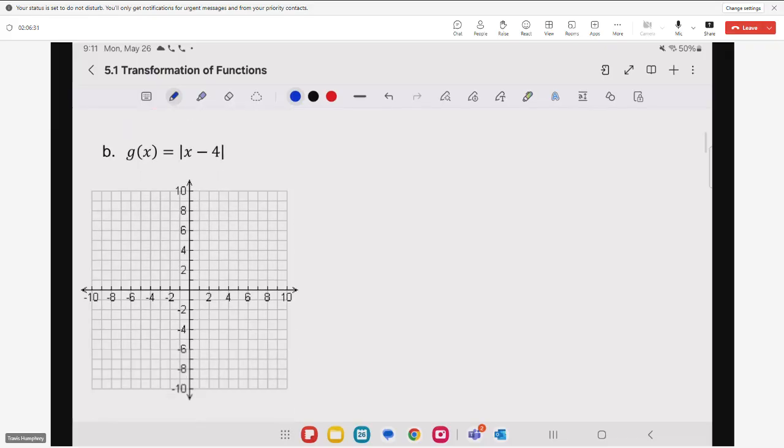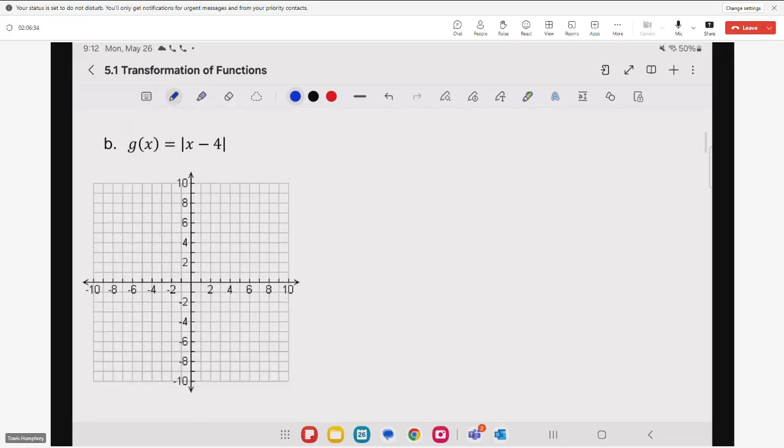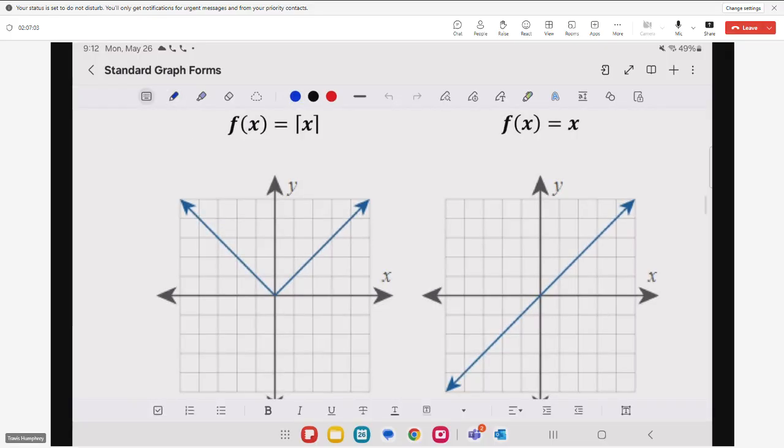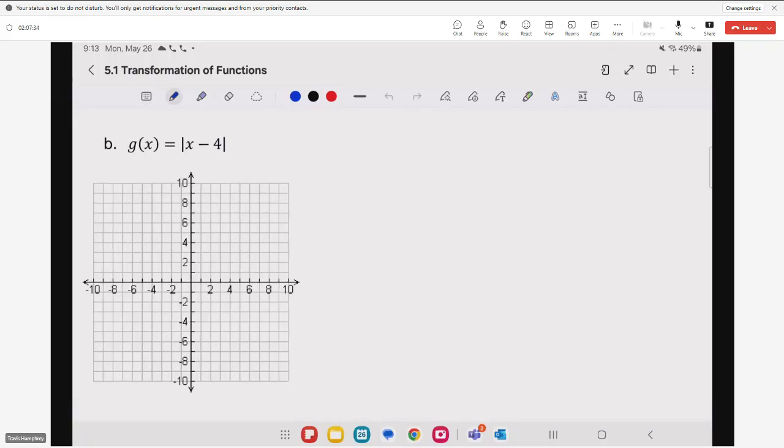Okay, so the next function is an absolute value function. So before we begin, let's take a look at the parent function of the absolute value function. So here is the parent function of the absolute value function, f of x equals the absolute value of x. And you can see that it's a V shape. So our graph is subtracting 4. So h is greater than 0, so this would go to the right 4 units.